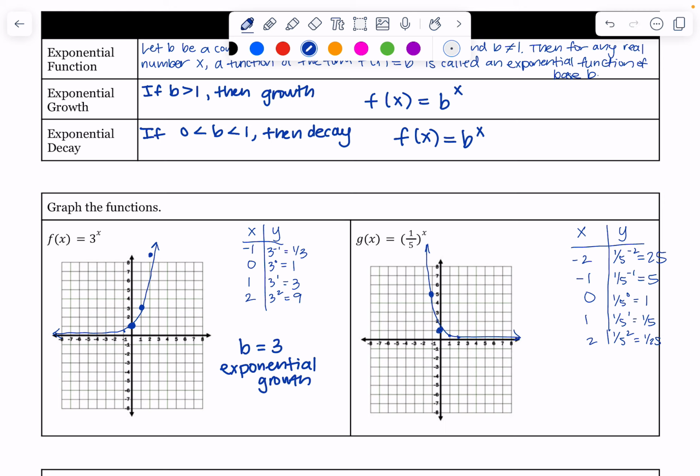Okay, so for this one, we have b for this one is 1/5. Because b is between 0 and 1, this is an exponential decay. And you can see left to right, the graph is decreasing.